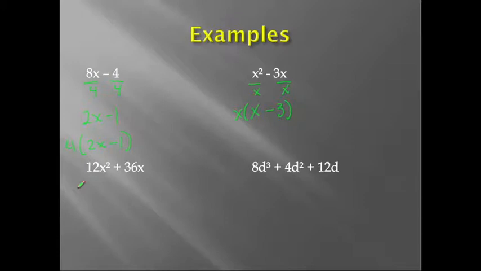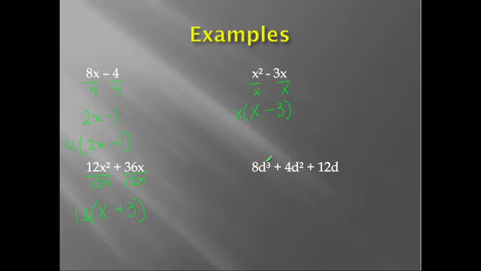Okay. So the number that can go into both 12x squared and 36x, our GCF, is 12x. So 12x squared divided by 12x would be x, and 36x divided by 12x will be 3. And then we rewrite with our GCF out front.